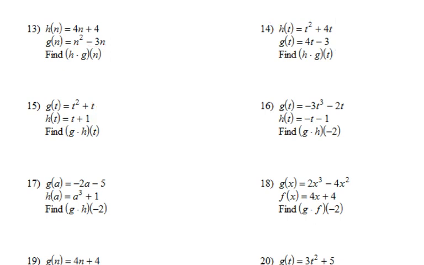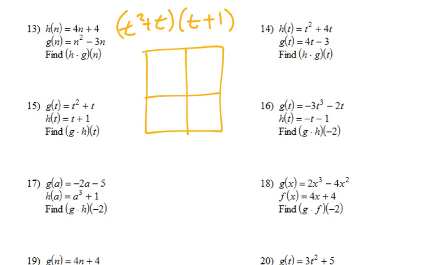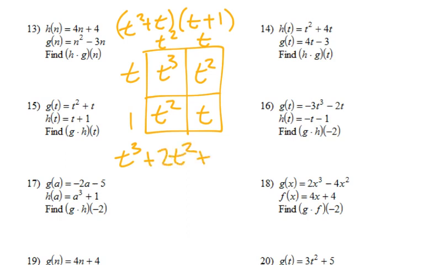Alright, 15. So t squared plus t times t plus 1. I'll use the area model here. T squared and t and 1: t cubed, t squared, and t. So we get t cubed plus 2t squared plus t, and there's our answer.